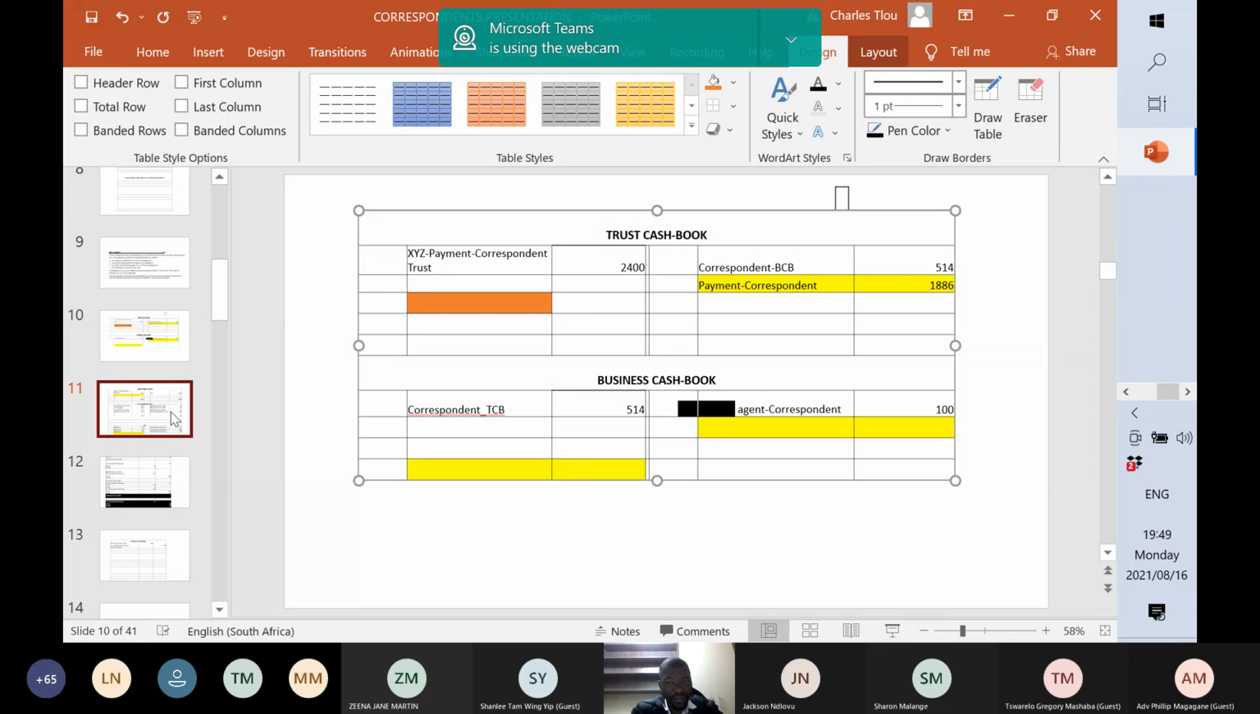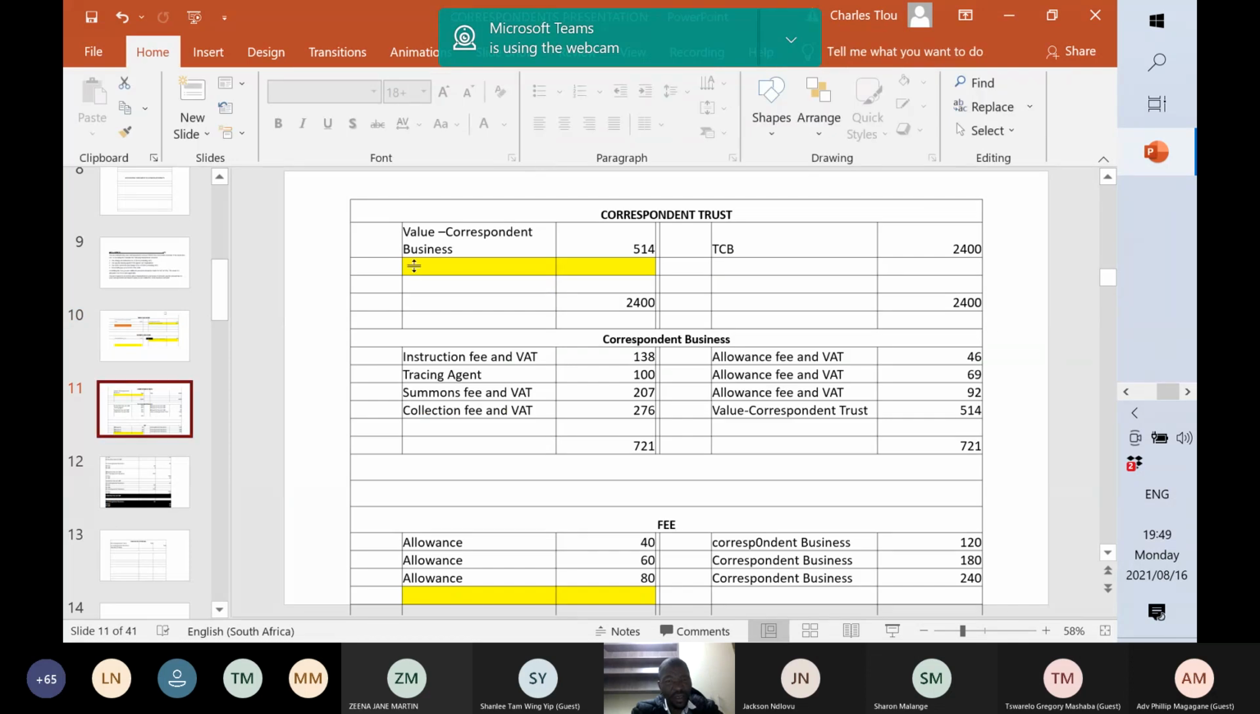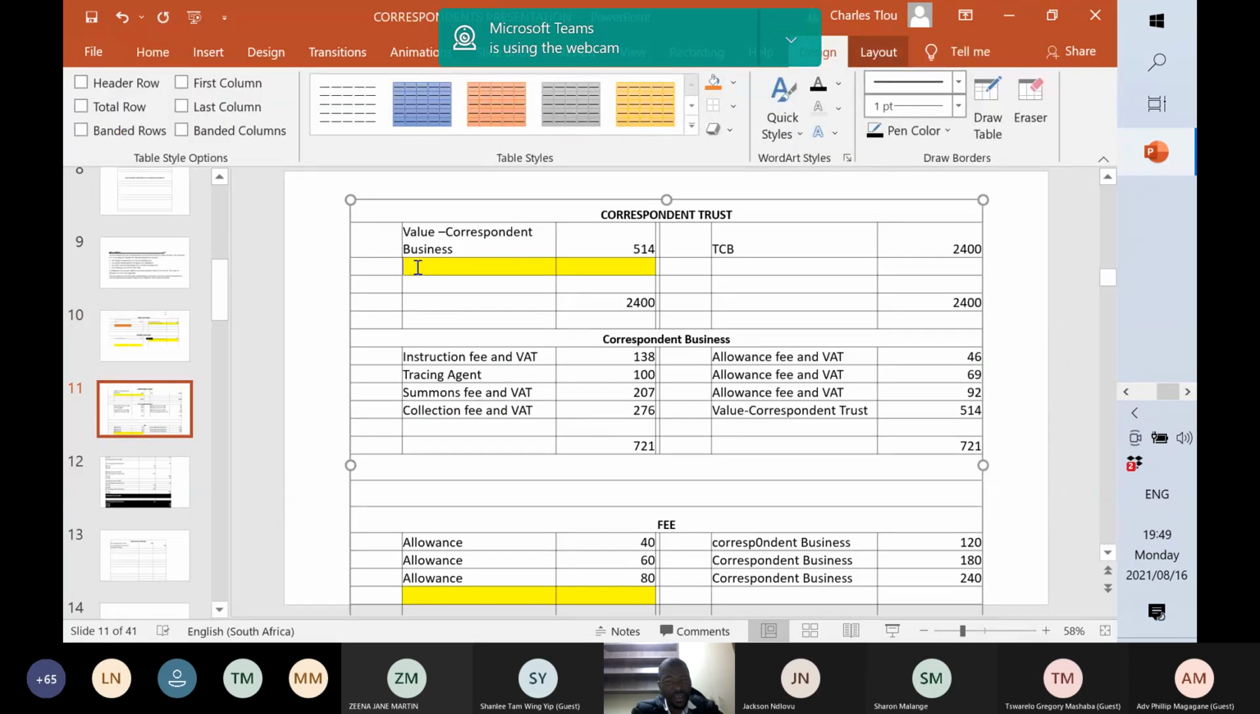That's why now we come here. This is the correspondent's trust. Come here on the debit side and write cash payment, CB, 1886. Now the correspondent has been paid in full. We have paid the correspondent, we have accounted to client, because now if you add 514 plus 1886, it should give you 2,400, which is the same value on the credit side.